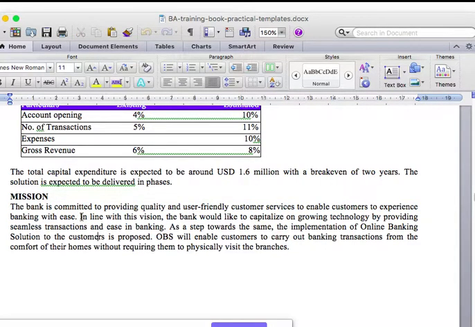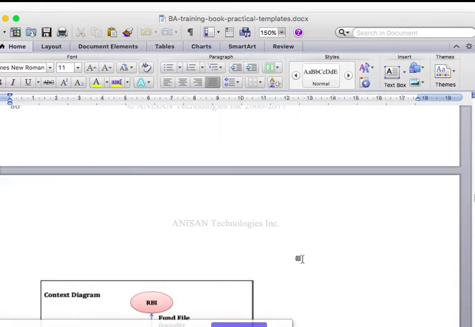In line with this vision, the bank would like to capitalize on the growing technology by providing seamless transaction and ease of banking. As a step toward the same, the implementation of an online banking solution for the customer is proposed. Online banking solution will enable customers to carry out banking transactions from the comfort of their homes without requiring them to physically visit the branches. So this is basically the mission. Let's talk about the next part.